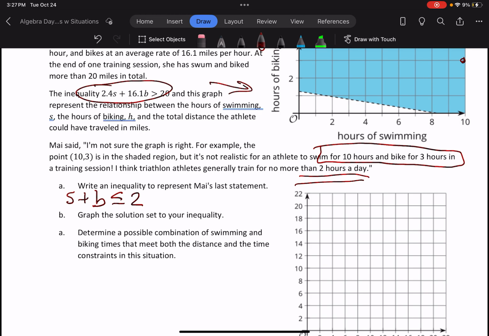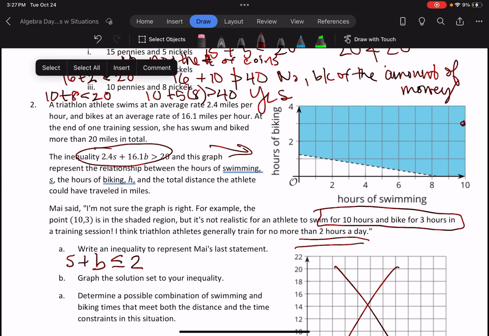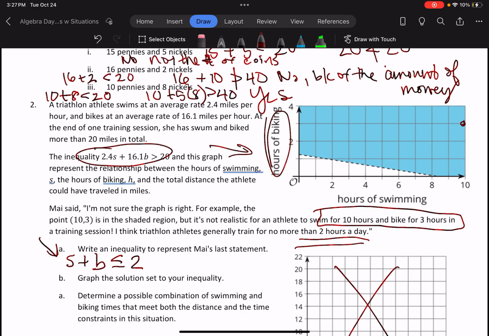Graph the solution. So I have this other graph here. I wouldn't use that one because it's too big. Let's look at this graph over here because the increments are better. So if we put this into slope-intercept form, our y value is biking, b. So we're going to solve for b and say b is less than or equal to negative s plus 2.